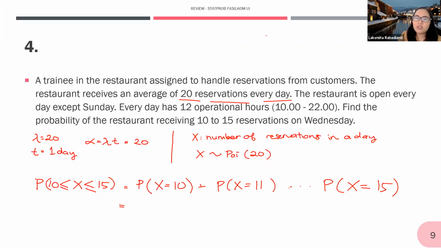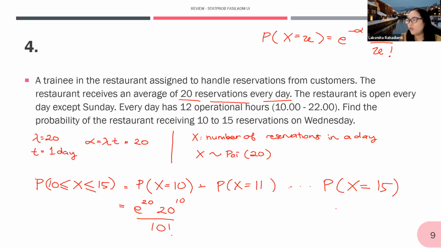Don't forget that the Poisson distribution has a PMF as follows: e to the power of negative alpha, times alpha to the power of x, over x factorial. So I can just fill this in with e to the power of negative 20, then 20 to the power of 10 over 10 factorial, and so forth. And if you want to check it, the final answer should be around 0.1515.